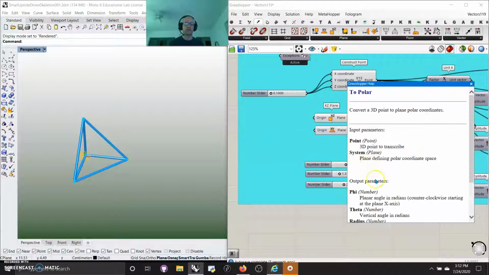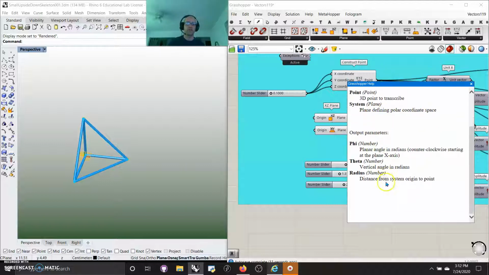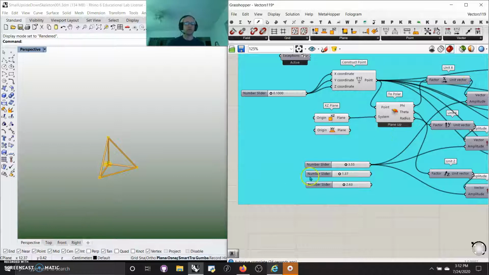And if you take a look into it, basically the input parameters are the 3D point, the plane defining polar coordinates, phi is the planar angle in radians, theta the vertical angle in radians, and the radius, the distance from the origin point. So you get this very interesting, simple triangle utilizing that node. Simple script, not really that important to know.